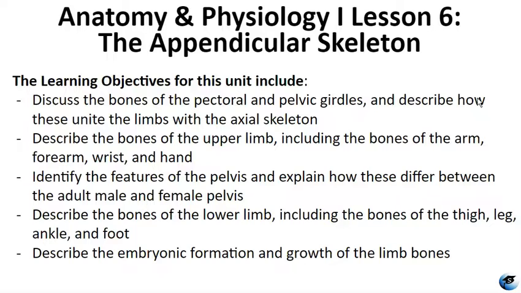In this unit, we will learn about the appendicular skeleton, including the bones of the pectoral and pelvic girdles, the bones of the upper limb, including the bones of the arm, forearm, wrist, and hand, the features of the pelvis, and how these features differ between adult males and females. We'll describe the bones of the lower limb, including the bones of the thigh, leg, ankle, and foot. And finally, we'll talk about the embryonic formation and growth of the limb bones.